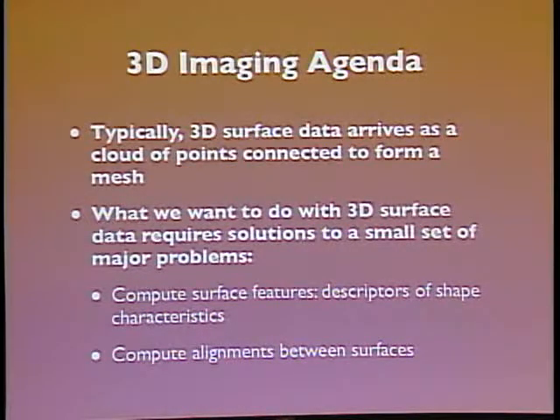Now, given that kind of data, what we want to do with it is to solve a set of real-world problems that rely on really two fundamental core problems, which are to extract features from the surfaces and to compute alignments between them. I'll talk about what both of those mean. We haven't talked about aligning images together. We will talk about that more in the third part.